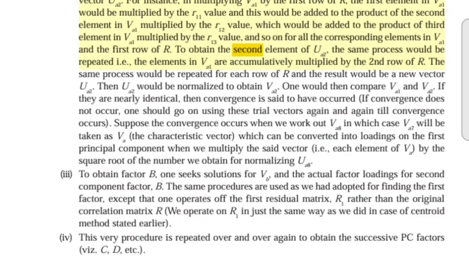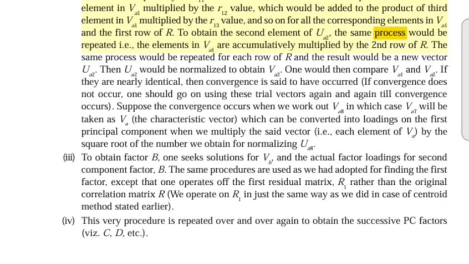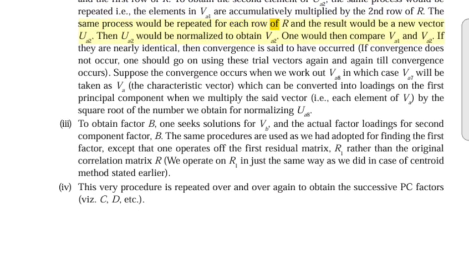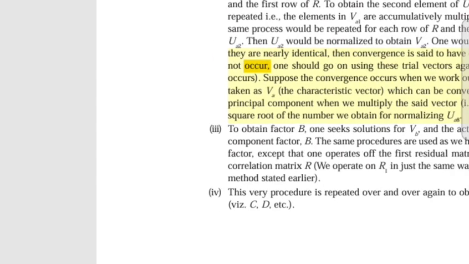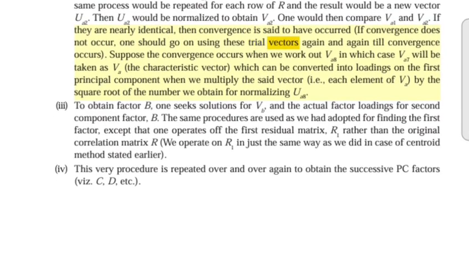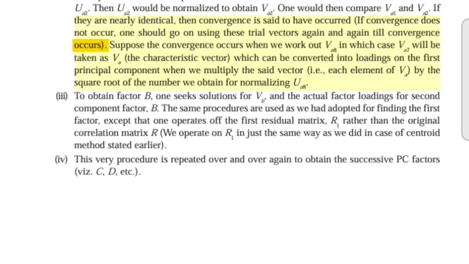To obtain the second element of UA2, the same process would be repeated, i.e., the elements in VA1 are accumulatively multiplied by the second row of R. The same process would be repeated for each row of R, and the result would be a new vector UA2. Then UA2 would be normalized to obtain VA2. One would then compare VA1 and VA2. If they are nearly identical, then convergence is said to have occurred.